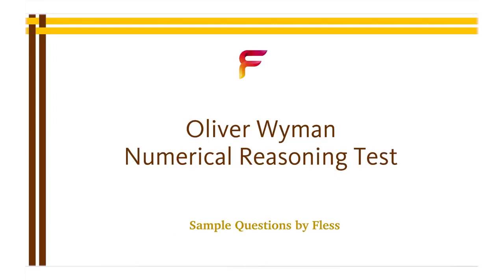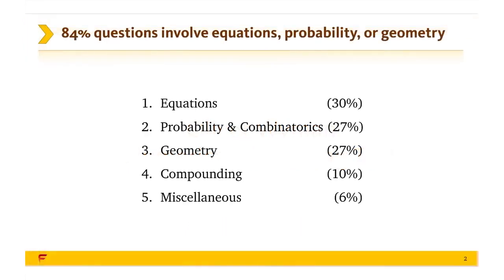Okay, so let's get started. Oliver Wyman numerical reasoning test. Here's a rough breakdown of question types. And you notice that the most important question types are equations, probability, and geometry, each accounting roughly for one-third of the questions. And then there is compounding and everything else. What we're going to do right now, we're going to look through all the question types and study some of the relevant solution techniques that might be applicable in the test, or maybe in the interview as well.